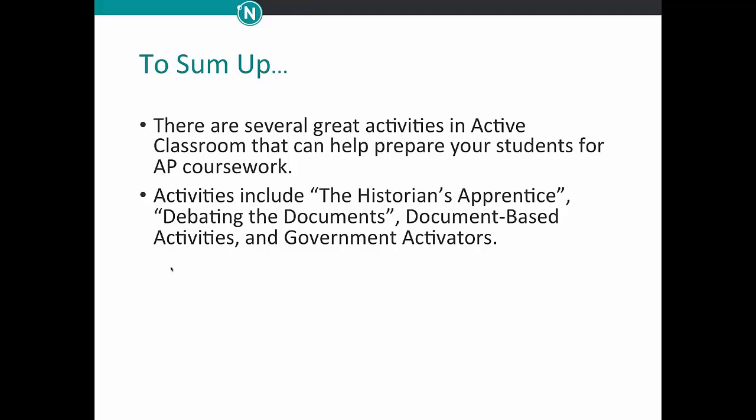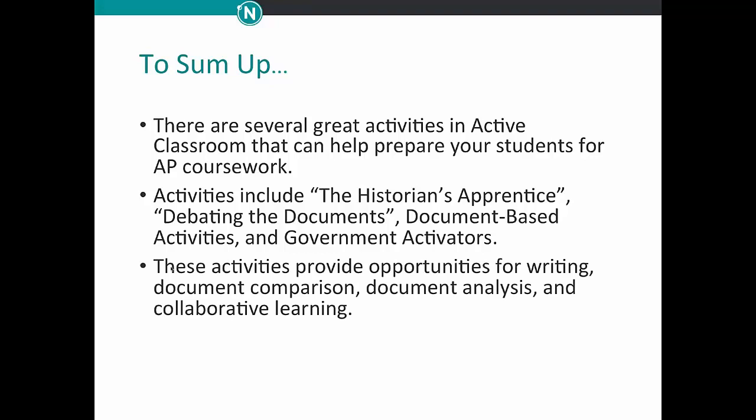If you are an econ teacher, I would strongly encourage you to take some time and look at different things that are available for econ, or as Pam mentioned before, psychology or sociology. These activities provide opportunity for writing, document comparison, document analysis, and collaborative learning. We don't necessarily do collaborative learning on an AP test, but the idea of students looking at other students' activities or views, making conclusions on those, I believe is a pivotal part of it.